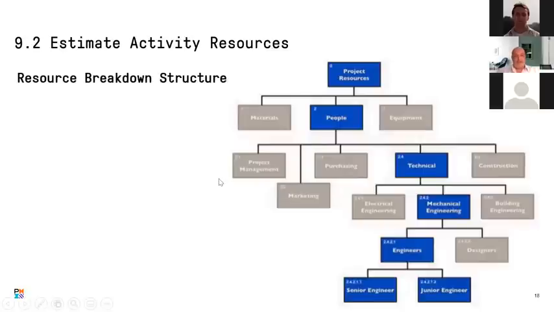Another output from this process is the resource breakdown structure. He's saying that you have material, people, equipment. Under people, you have different specialities. Under equipment, you can have, let's say, cars, you can have trucks, and you can say how many. So as a general representation, the resource breakdown structure shows you in a very simple way what you need for this project.